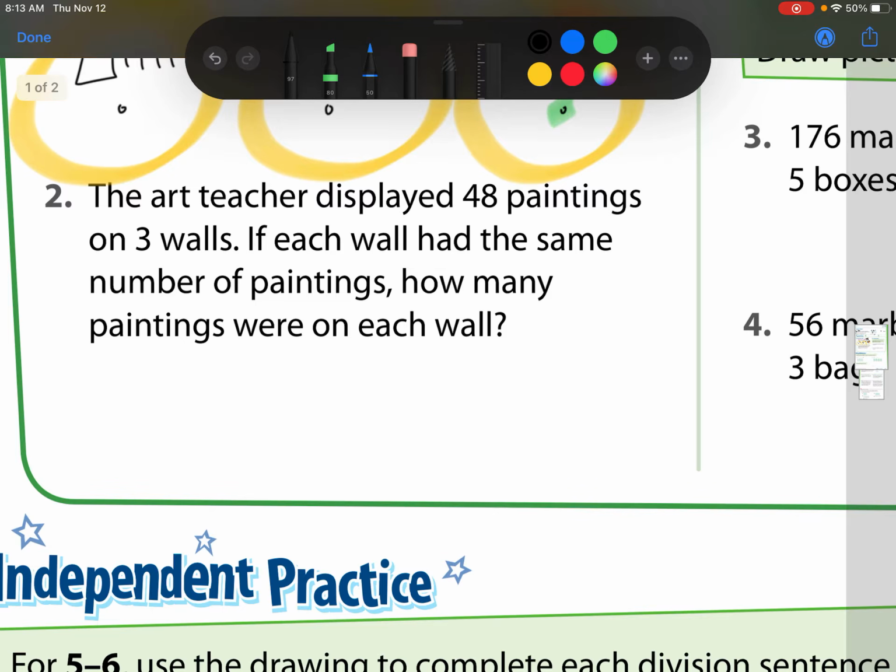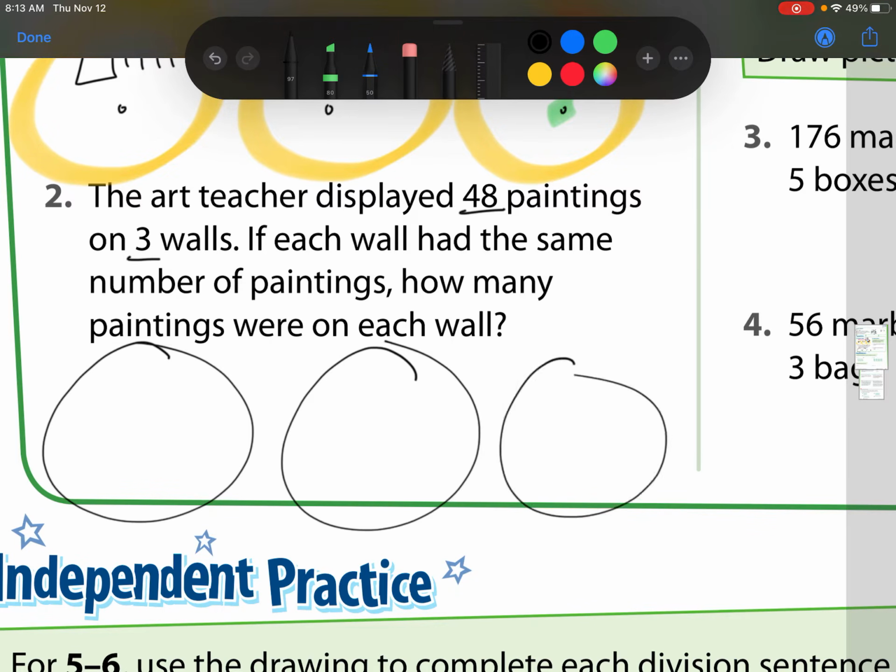The art teacher displayed 48 paintings, so I'm going to underline that key part, on 3 walls. If each wall has the same number of paintings, how many paintings are on each wall? Well, I'm breaking something large into equal groups. So that means I have 1, 2, 3 groups, because each of these is a wall. So now let's see what we have. We have 48. So I'm going to put that as 1, 2, 3. And then remember, this guy, we're going to break up into what? We're going to break up into, oops, but I did the wrong one.